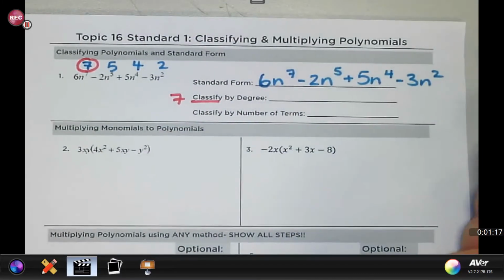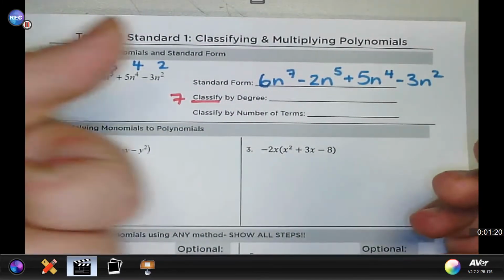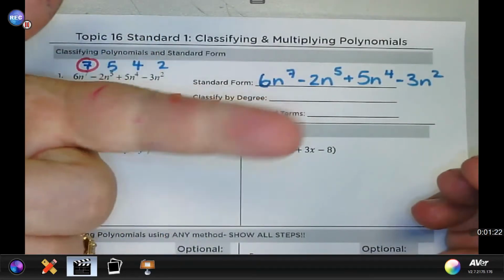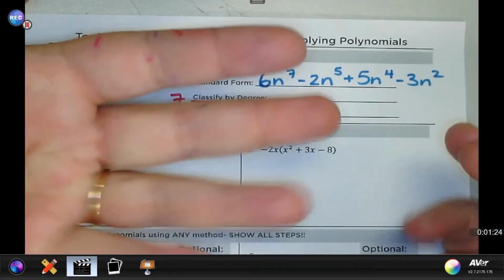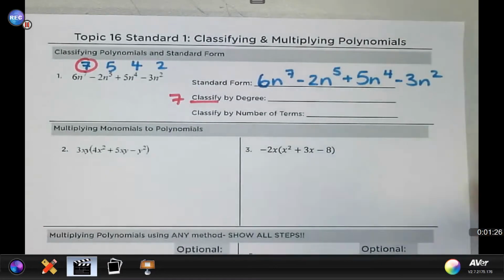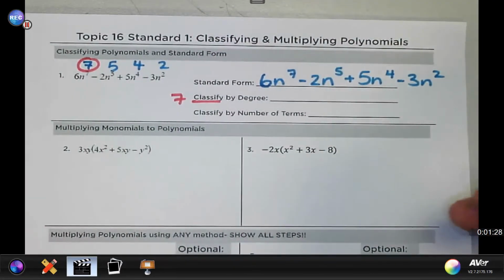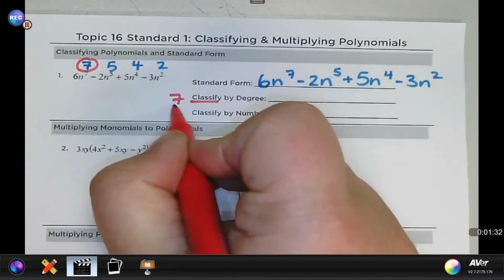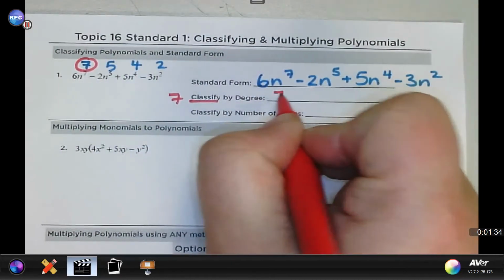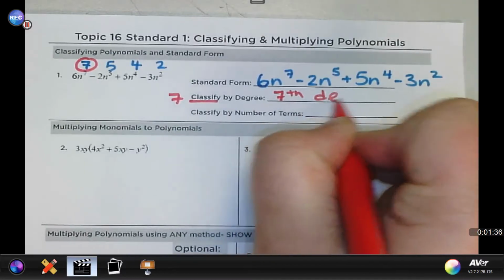So you have a table, you're allowed to use the table. It starts with constant, linear, quadratic, cubic, quartic, quintic, 6th degree, 7th degree, 8th degree, 9th degree, 10th degree, so on forever and ever and ever. So since this one doesn't have a fancy name, we just write 7th degree.